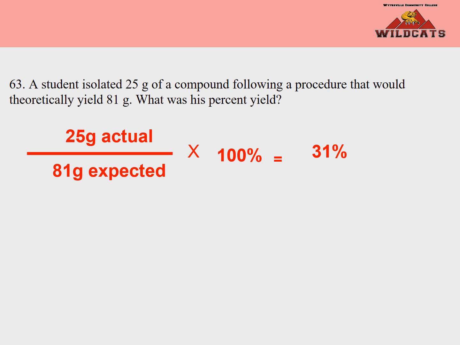And I was kind of being facetious a little bit. 25 grams out of 81 grams might be an extremely high yield for a reaction, especially if it's an organic reaction. Again, 31% for this yield.